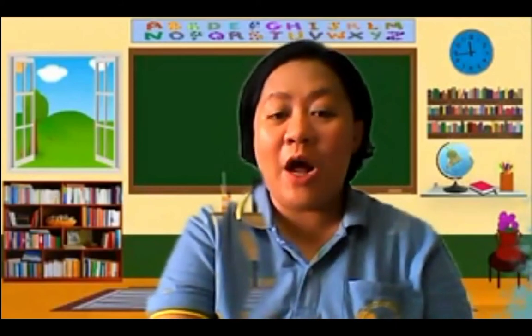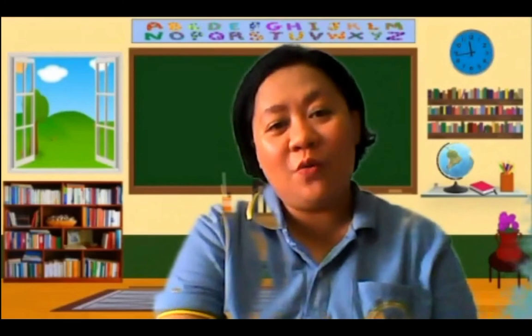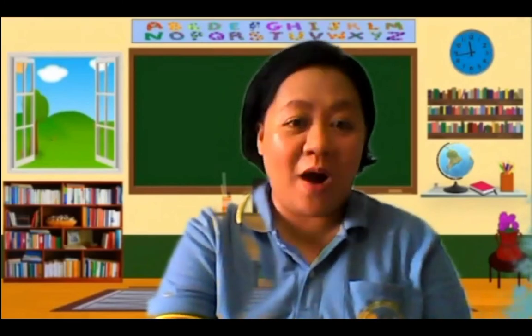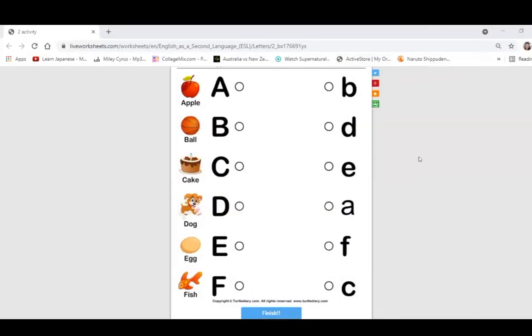Now for your homework, I'm going to show you what to do. Okay, now I'm going to share again my screen. And we are going to answer this activity together so you would know what to do when you're doing this with your mom and your dad. It's very easy. Let's do it together. Okay, now for our homework, we are going to match the picture and the letters. So A, is this the letter A? Let's match the correct letter.